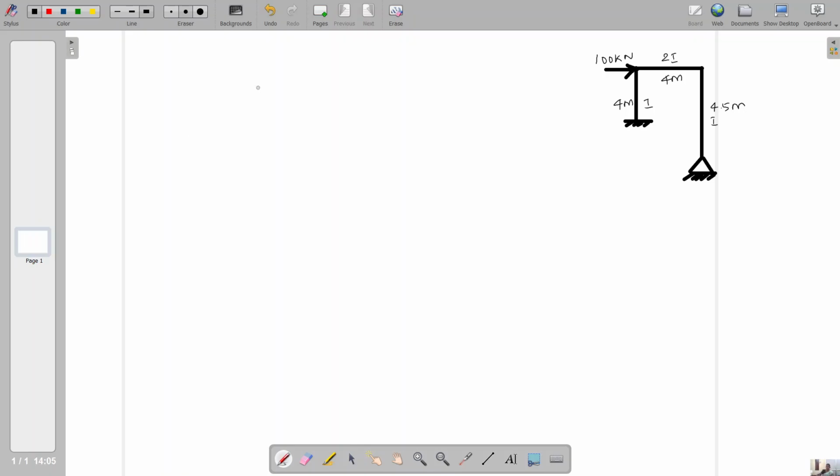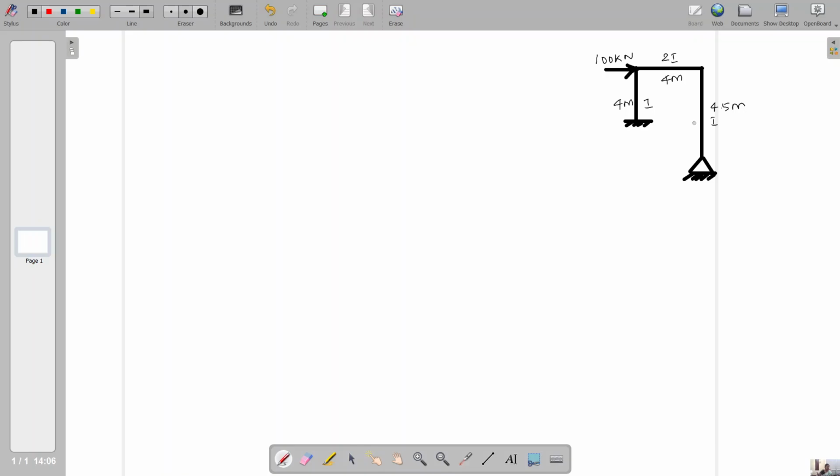So this problem is another example in the moment distribution method. This is a sway problem. A frame with a different column length is subjected to 100 kilonewton horizontal loading. There is no load on the span, and the moment of inertia is different for the beam. It is 2 times of I.